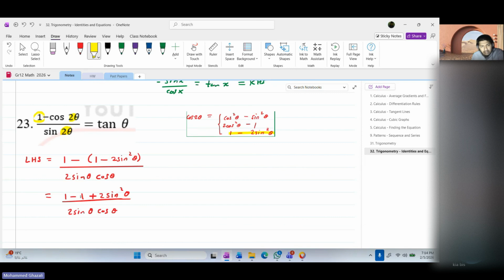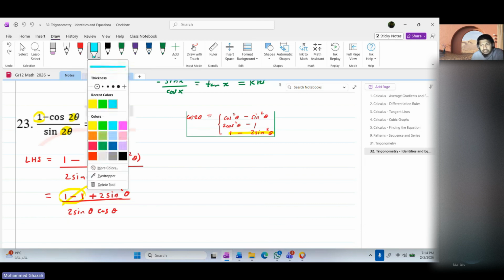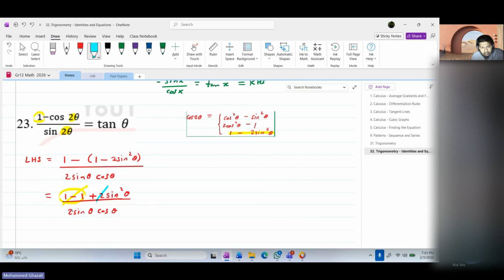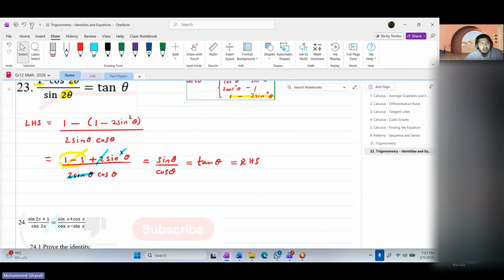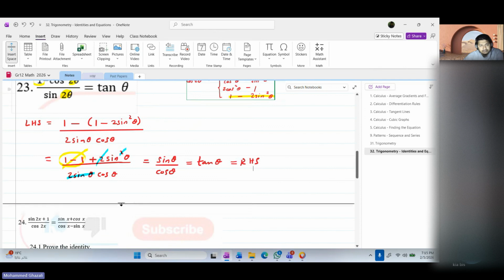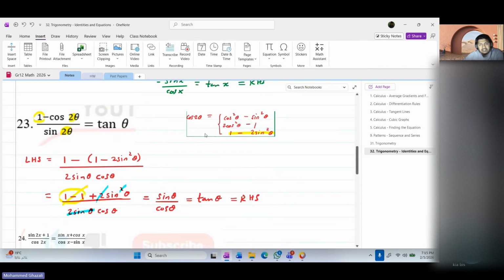Guess what now? The 1 and the 1 cancel out. Then you can cancel out the 2 with the 2 sine theta. So what are you left with? Sine theta over cos theta, and that is also tan theta, which is equal to the right hand side. I hope you guys are understanding. Any questions? Excellent. That was quite simple. It's just a matter of choosing the correct double angle for cos. That's it.